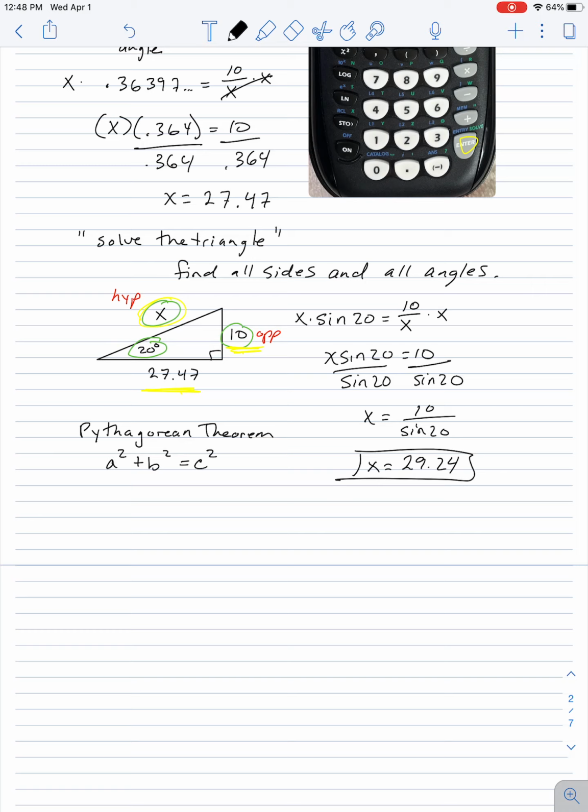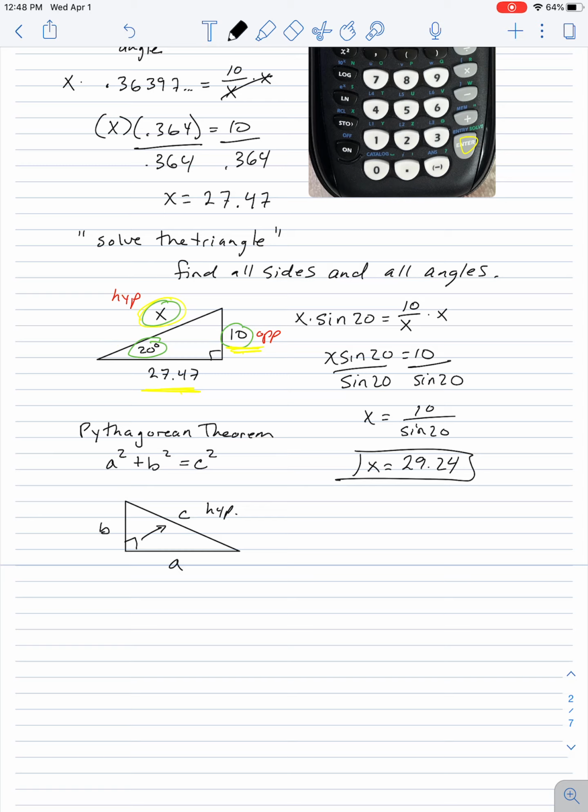A, B, and C represent the lengths of the sides of a right triangle. So if I have a right triangle here, the A and the B can be either of the legs, but C is always the hypotenuse. So this is the side across from the right angle. This is the hypotenuse. C has to be this side. But A and B are interchangeable, and they can be either one of these, however you want to label it. And it gives you a way to calculate one of the sides if you have the other two.